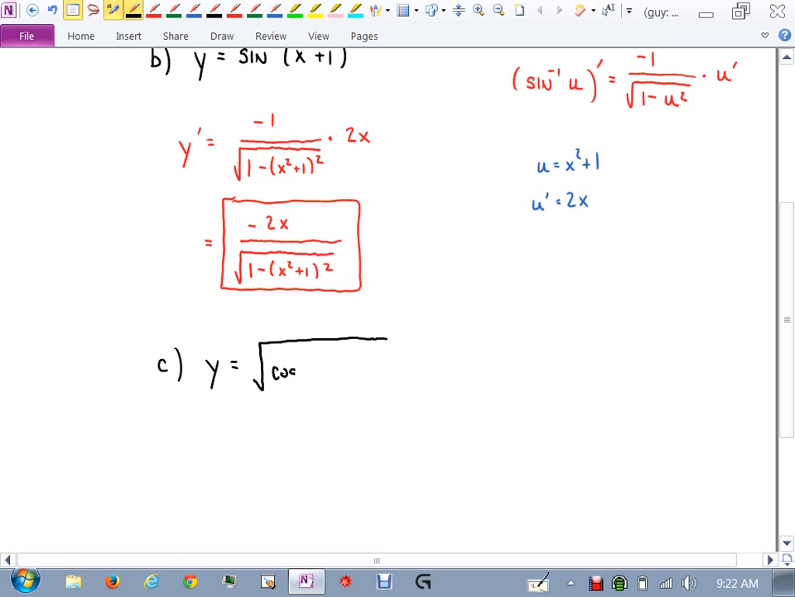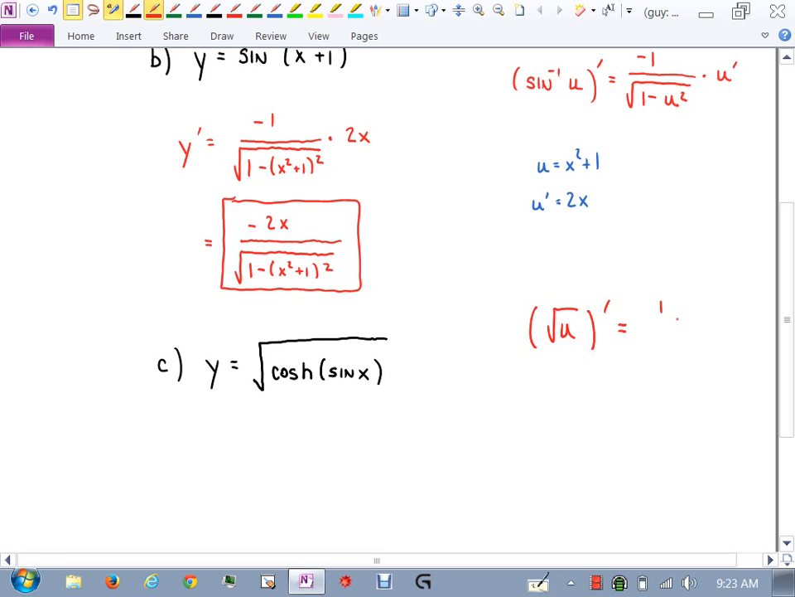Okay, cosine hyperbolic of sine x, all underneath the square root. So what rule am I going to apply to this one? What's the last thing happening? That's the first thing happening. Square root, right? So I've got to start with that. So I say to myself, what is the derivative of the square root of something?